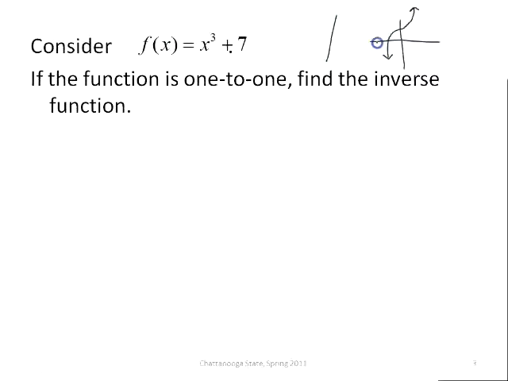Now you can sketch the graph in your TI-83 calculator or TI-84 calculator if you would like to, and do a horizontal line test. This function is one-to-one, so I'm going to write it as y equals x to the third power plus 7. If your original equation has the function notation instead of the y, just use the y right there. So I have y equals x to the third plus 7. Now I'm going to swap my x and my y. So it'll be x equals y to the third power plus 7.